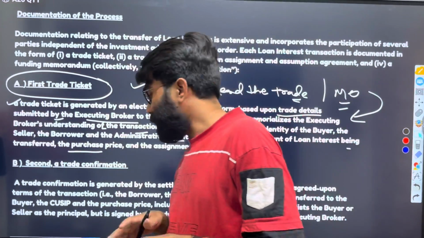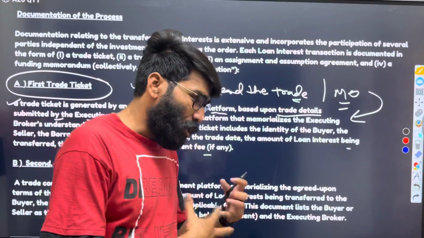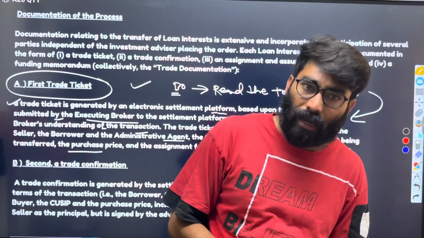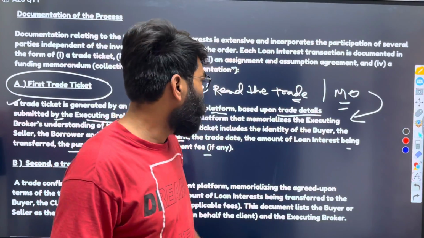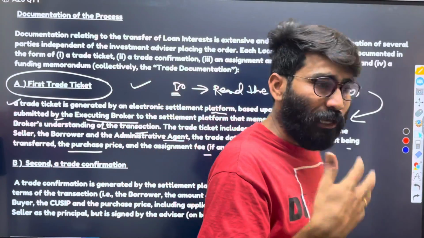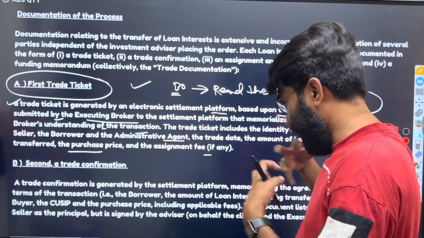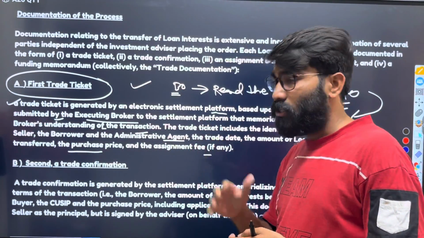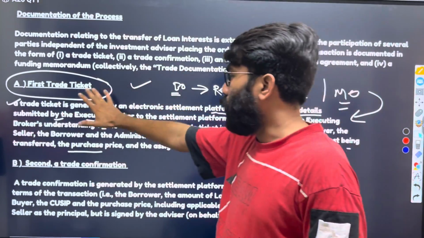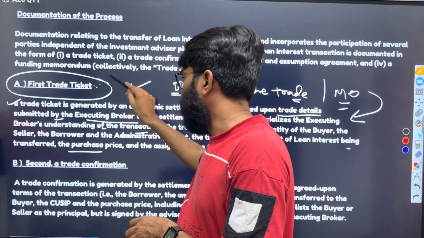But in loans, except LSTA trades, what I have seen is that it's not easy to settle the trades on time. The reason is the documentation and so on, which takes a lot of time, and a few other things come into the picture, so we'll discuss. You can keep one thing in mind about the documentation process: the first document would be the trade ticket.